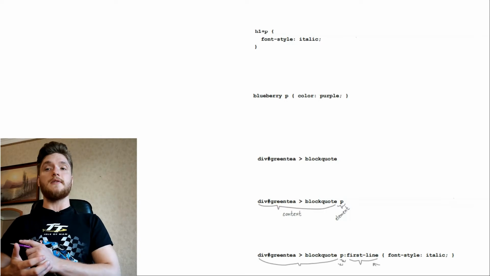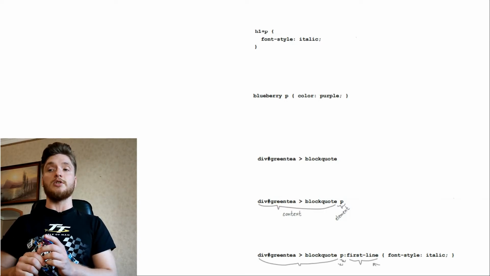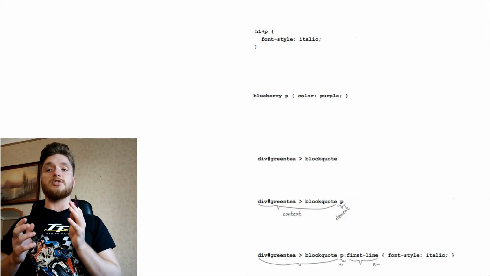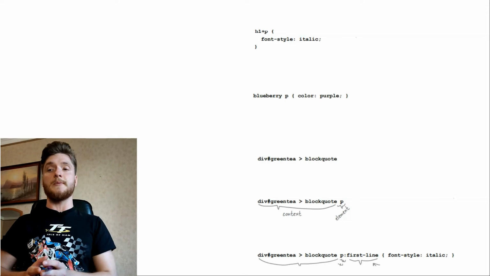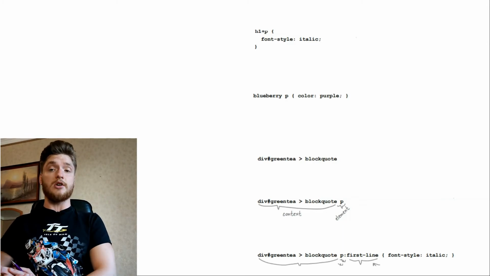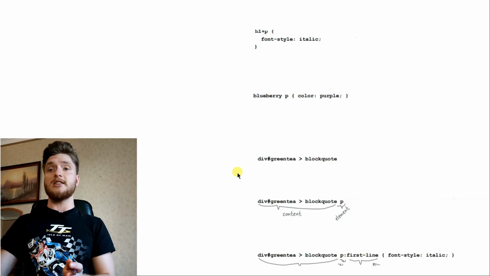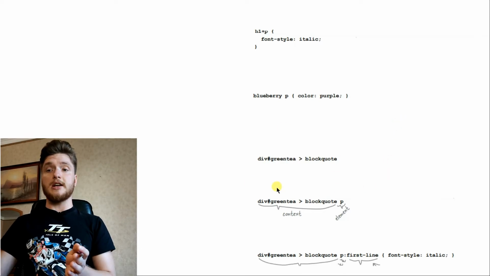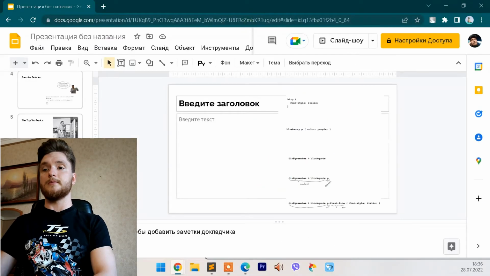First, start by defining the context of the element you want to select, like this. Here we're using a descendant selector, where a div with an ID of green must be the parent of the blackwater. Second, supply the element you want to select. With div green as a context and blackwater, the element should be p.